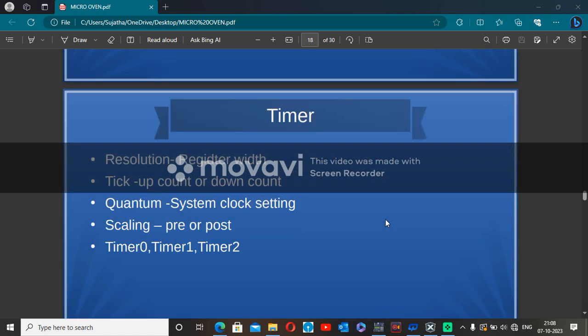There are timers also available in PICSimLab, with resolution, pickup, count up or count down, quantum, scaling, timer 0, timer 1 and timer 2. These are the timers in PIC simulation.